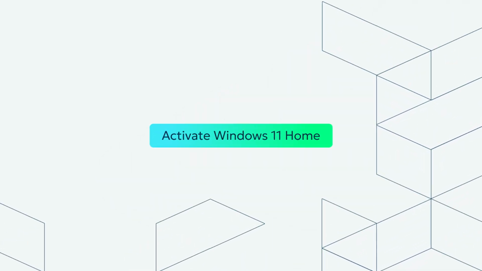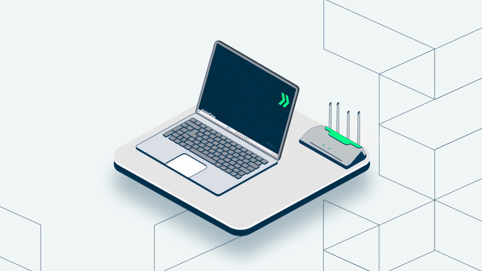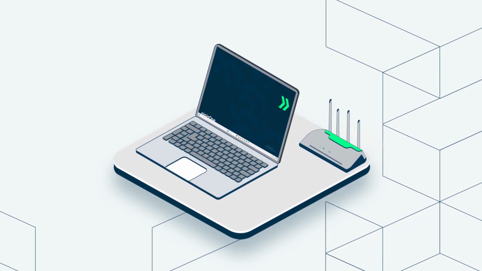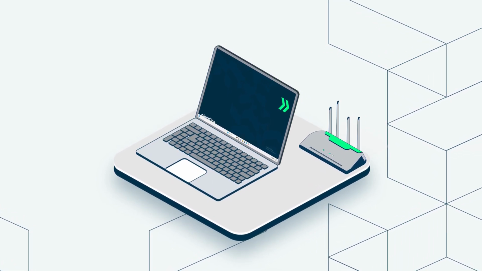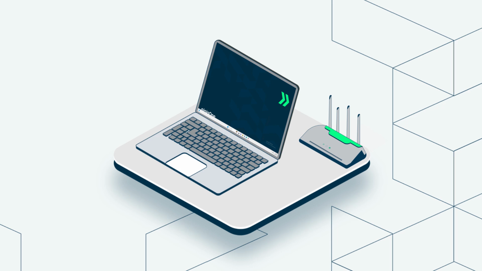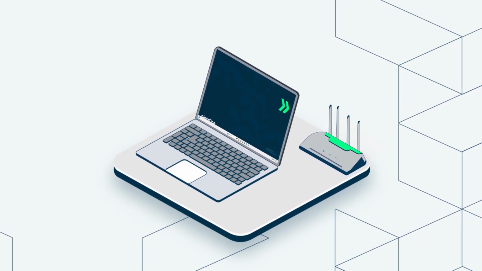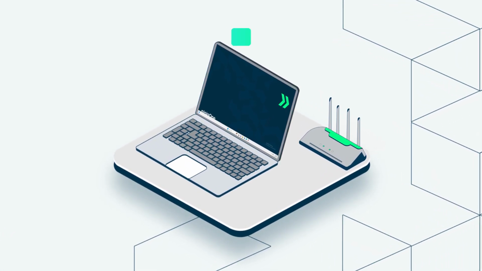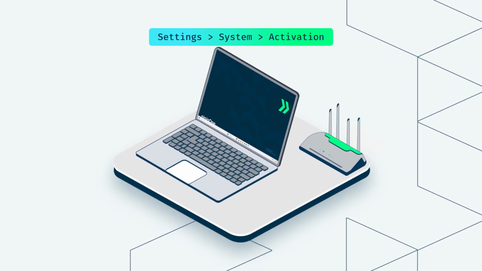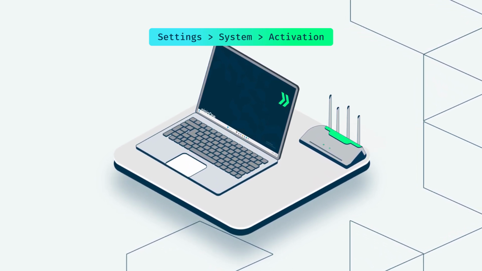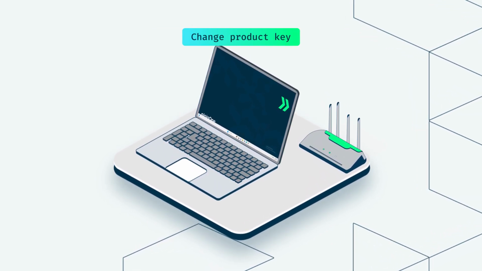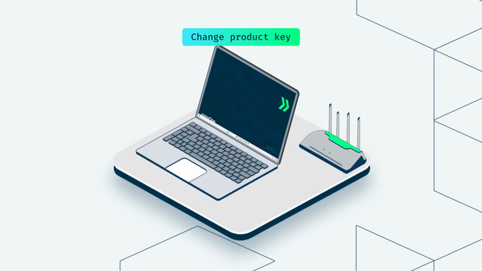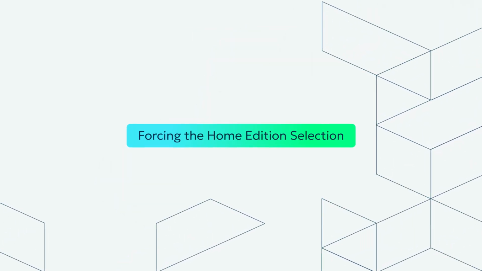Step 8. Activate Windows 11 Home. Once Windows boots into the desktop, connect to the internet to trigger automatic activation. If your device originally shipped with Windows 11 Home, activation will complete automatically within a few hours. If activation doesn't happen automatically, open Settings, System, Activation, select Change Product Key, and enter your valid Windows 11 Home key manually.